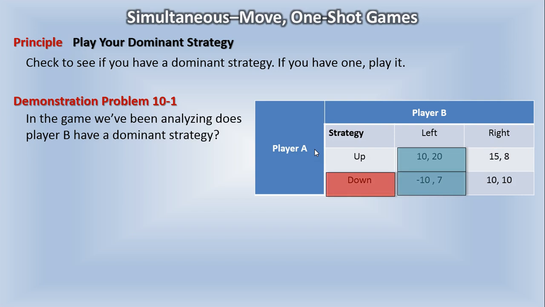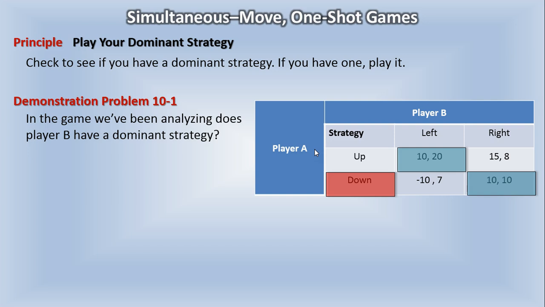In response to player A playing down, what should player B do? Right, because 10 is better than 7. So the question is, does player B have a dominant strategy? No, right? Because they're not going to play the same strategy regardless of what their opponent does. They're going to play different strategies depending on what their opponent does.